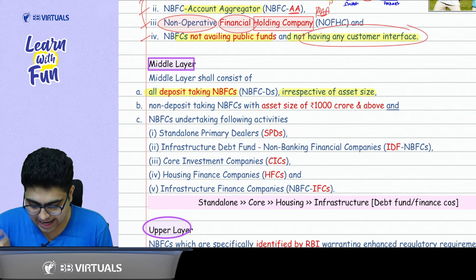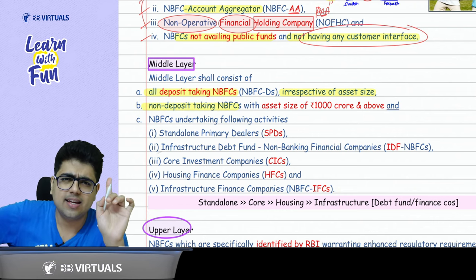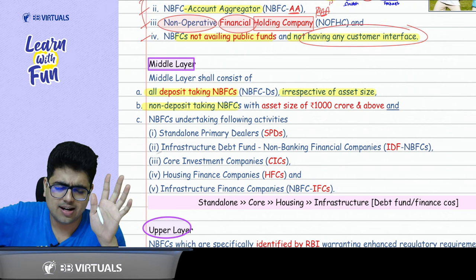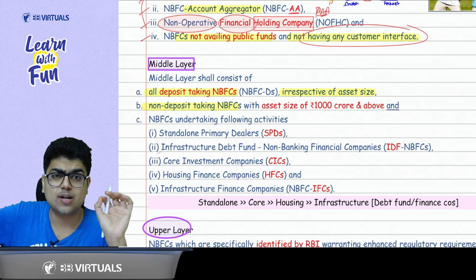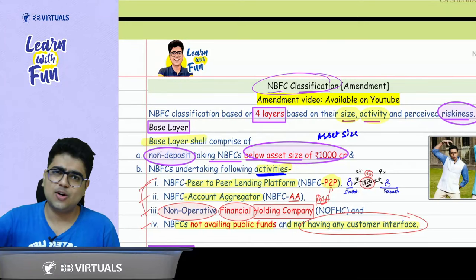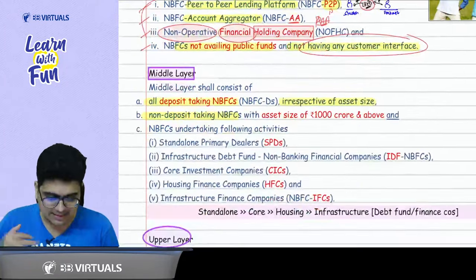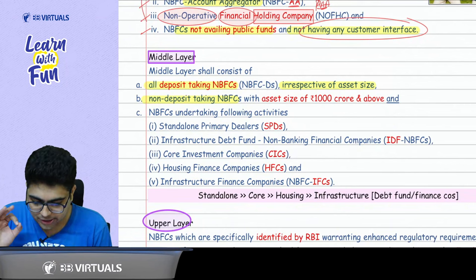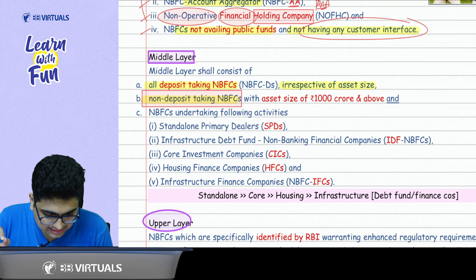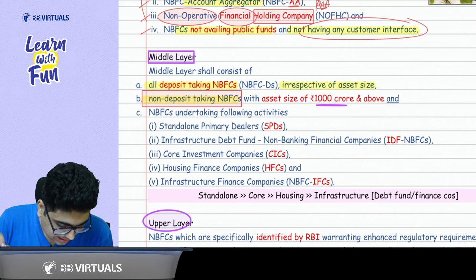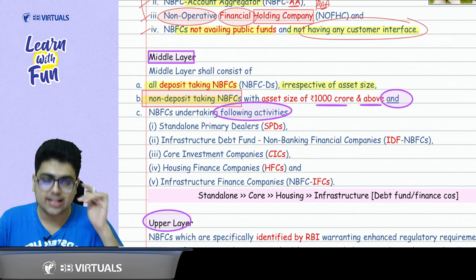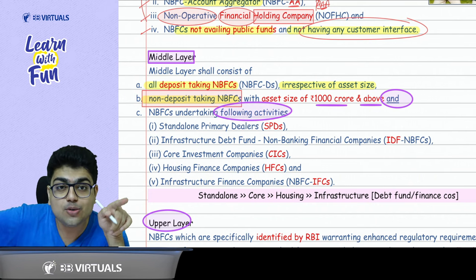Got it, sir. And for the non-deposit-taking NBFCs, what was the limit that we discussed earlier? 1 crore? No, sir. 100 crore? No, sir. 1000 crore. So earlier we said below the asset size of 1000 crore, but now the asset size has increased to 1000 crore and above. That means non-deposit-taking NBFCs with asset size of 1000 crores and above, and they are engaged in the following activities. Sir, again, do we need to learn these activities?